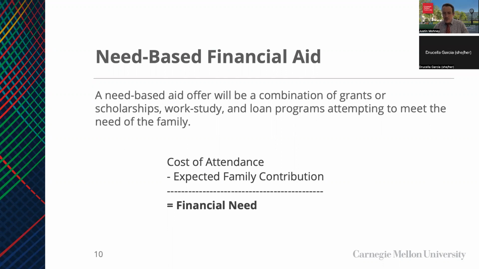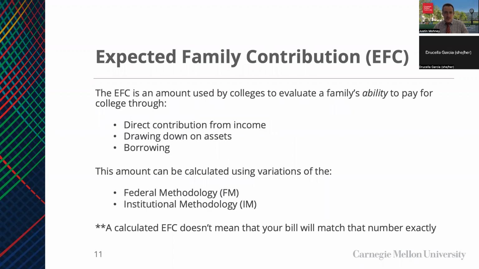In diving a little bit deeper into understanding some of the components of this calculation, I want to go a little bit deeper into your expected family contribution. The expected family contribution is that amount that is calculated using a combination of the institutional or federal methodology that evaluates a family's ability to pay over a 9-month period for a college education through a combination of strategies that include direct contribution from income, drawing down upon liquid assets, and borrowing against illiquid assets. Each individual family's expected family contribution will reflect their own financial circumstances and strengths.